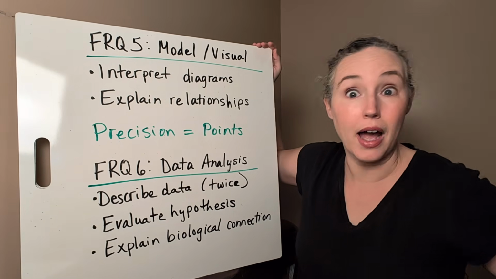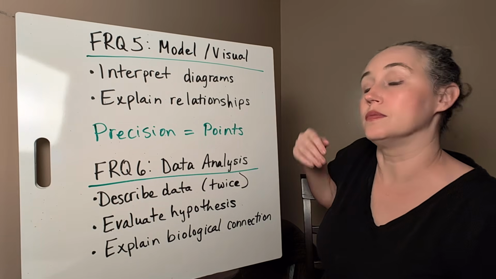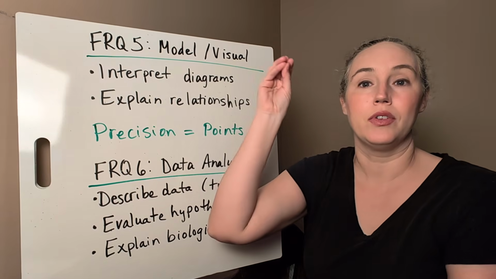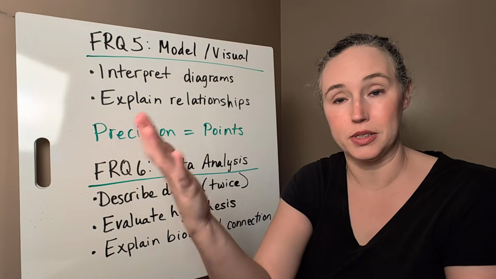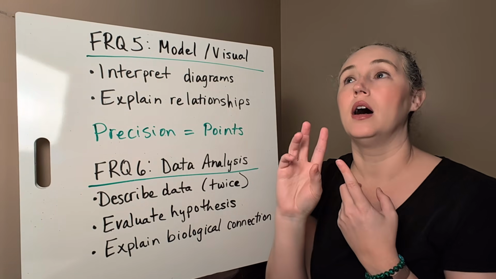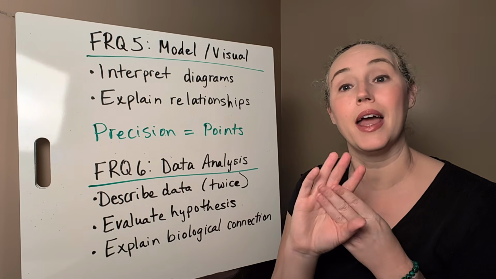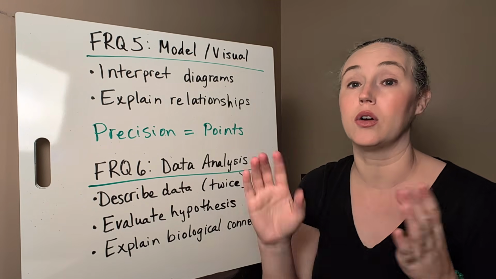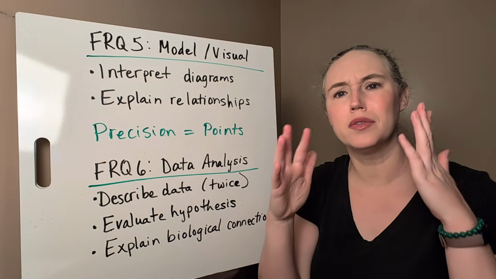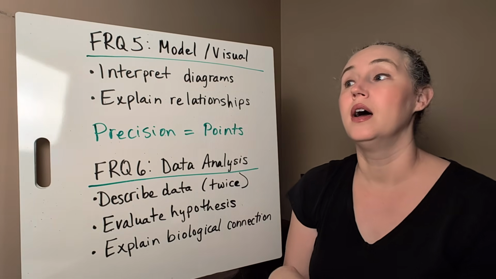Now, question 5, I have a whole video on how to answer question 5. Check it out. In this one, it's going to give you a model or visual representation. Sometimes this could be a phylogenetic tree, a cladogram. It could be a nitrogen cycle or a carbon cycle, a food chain, a food web. It could be a feedback loop, a feedback mechanism.